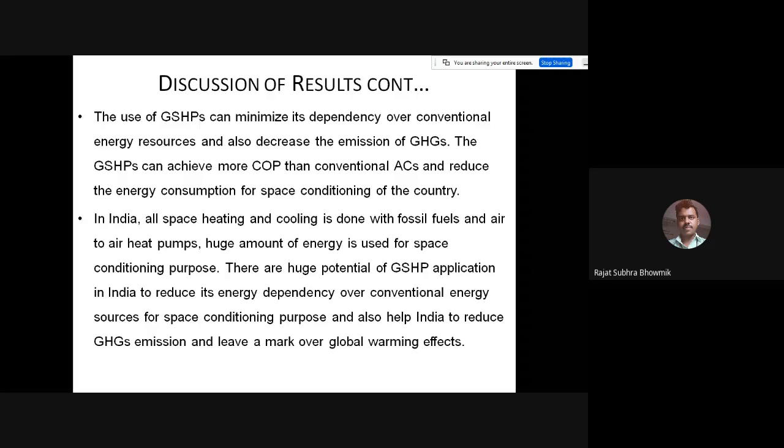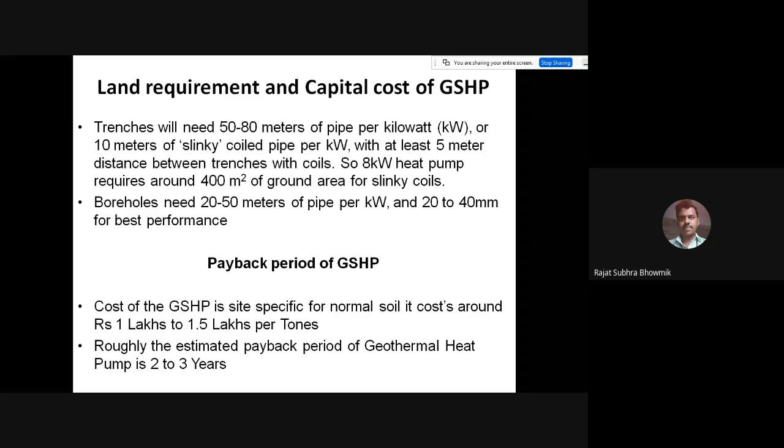So how much area is required for installing this ground source heat pump? Normally there are three types of system: horizontal, vertical, and slinky coil. For trenches, you need 50 to 80 meters of pipe per kilowatt, or 10 meters of slinky coil pipe per kilowatt.